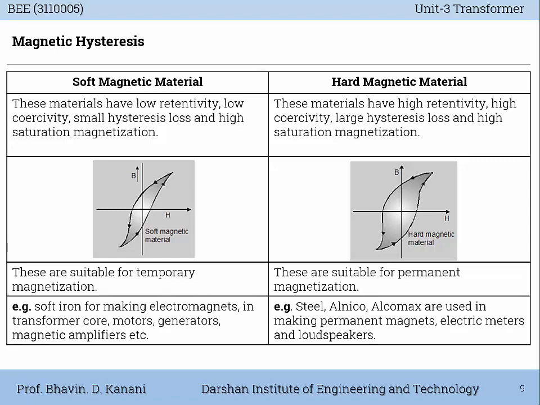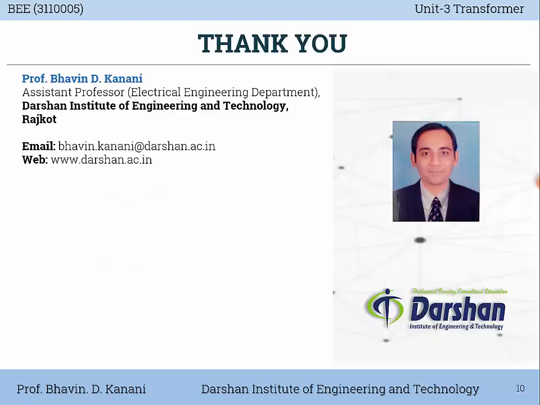The examples of soft magnetic materials are soft iron for making electromagnets, used in transformer cores, motors, generators, and magnetic amplifiers. Examples of hard magnetic materials: steel, alnico, and alcomax are used in making permanent magnets, electric meters, and loudspeakers.